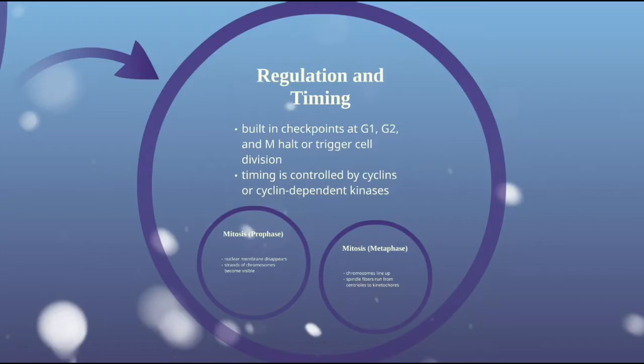Timing of cell division is also controlled by cyclins and cyclin-dependent kinases. Cyclins are synthesized in response to various molecular signals, including growth factors.